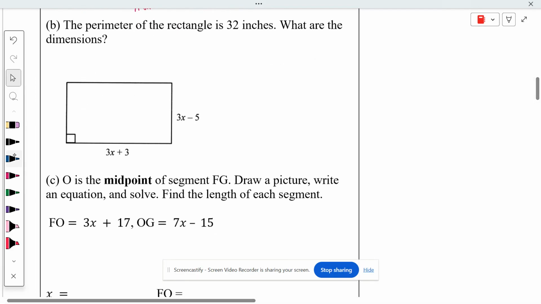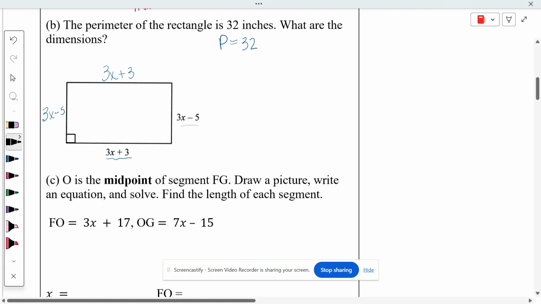Our last question is about a rectangle. It says that it's not our last question, I lied. The perimeter of a rectangle is 32. So P equals 32. Well, this is a rectangle. We know that opposite sides are congruent. So if this side has a measure of 3x plus 3, this side also has a measure of 3x plus 3. And if the width is 3x minus 5, then this side is also 3x minus 5.